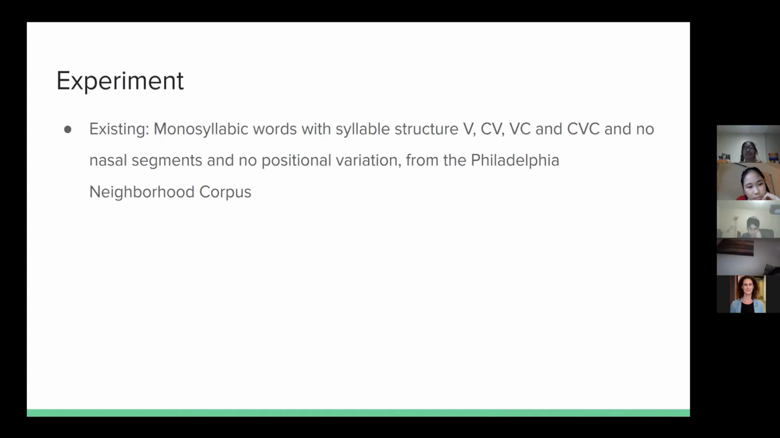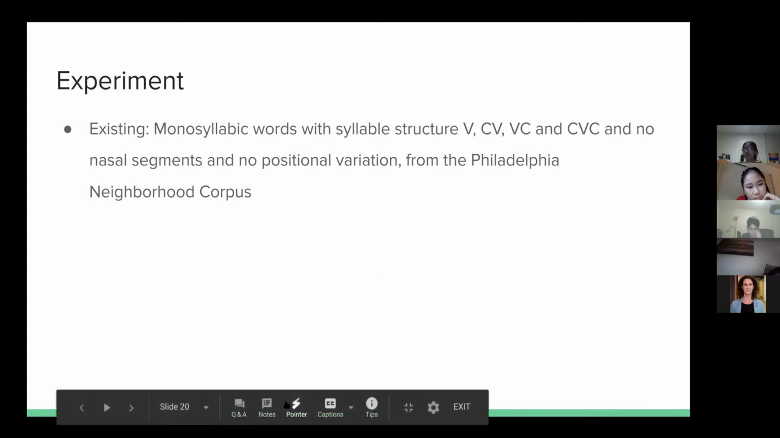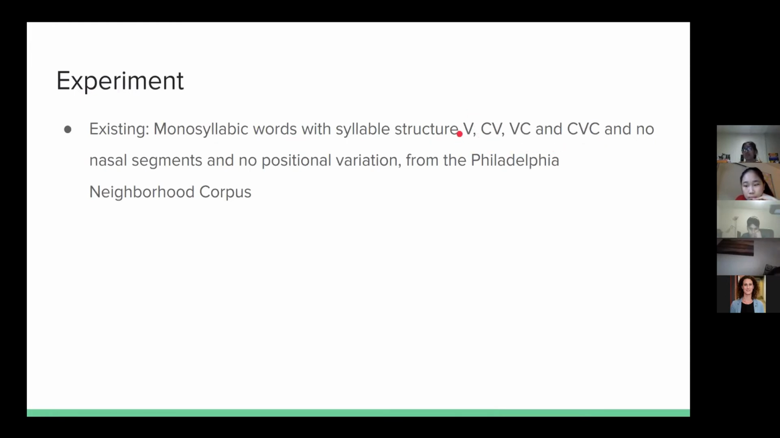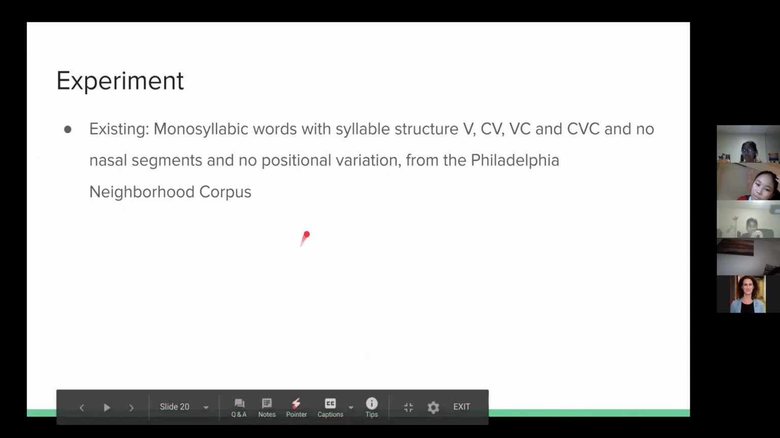Her experiment uses monosyllabic words, words with a single syllable, with these syllable structures, where V represents vowels and C represents consonants. For example, the word on is a VC word because it has a vowel and then a consonant. So she's looking at simple words with only one syllable, no nasal segments, so no words containing M or N, and no positional variation, from the Philadelphia corpus, which is a specific child speech corpus.